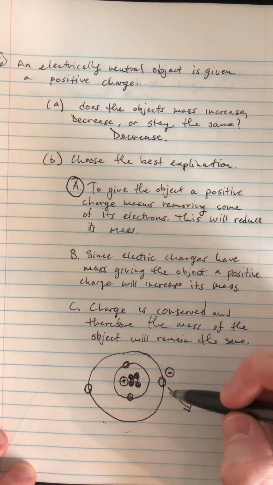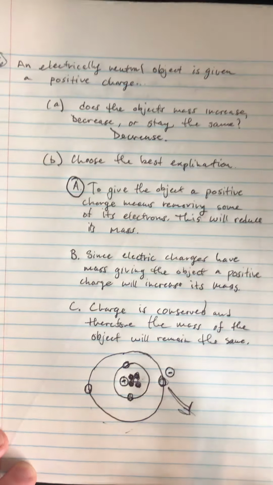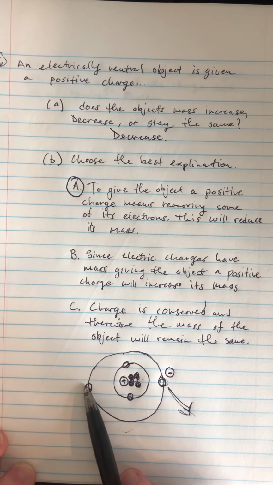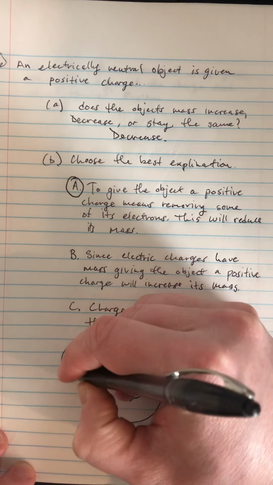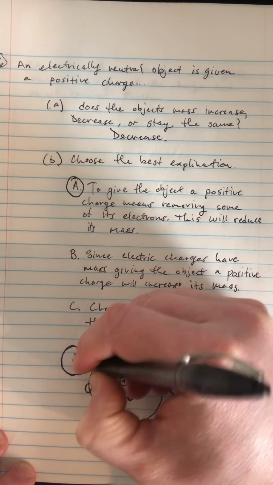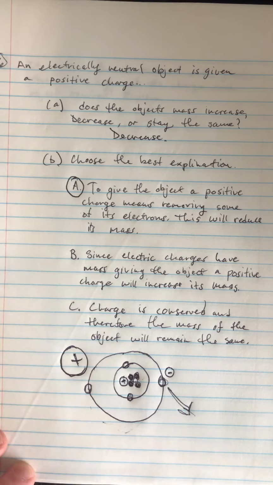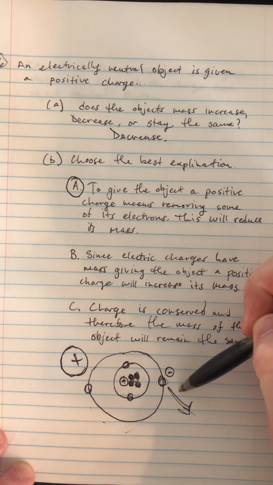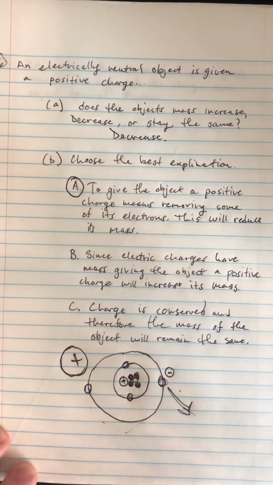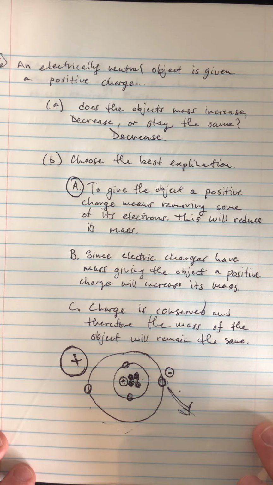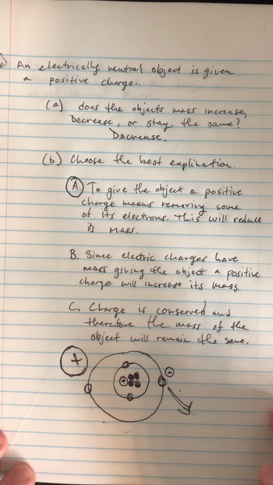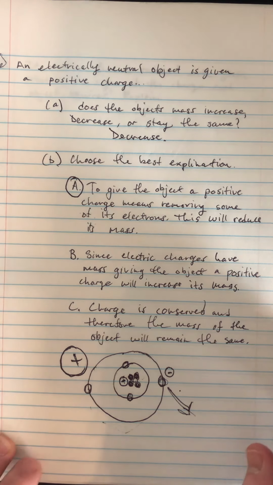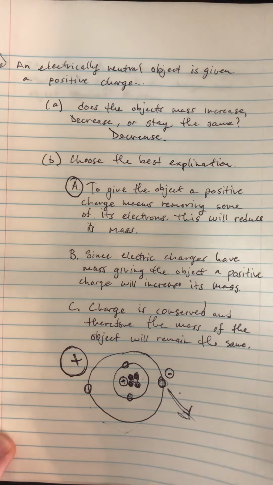We were neutral. If this electron leaves, now we only have 1, 2, 3 electrons and 1, 2, 3, 4 protons. Now this whole thing becomes positively charged. It was neutral, now it's positive, and it's positive because something left. And if something leaves, what happens to the mass? Well, the mass has to get smaller. So the correct answer is A. To give an object a positive charge means removing electrons, which will reduce its mass, so the total mass decreases.